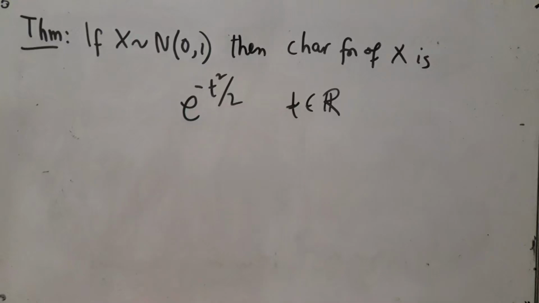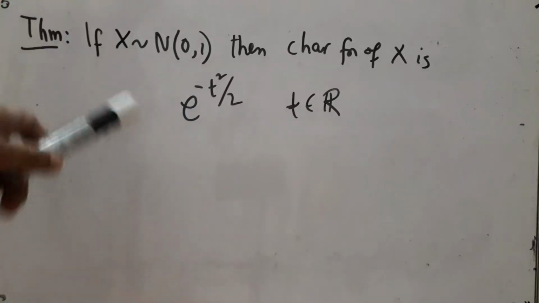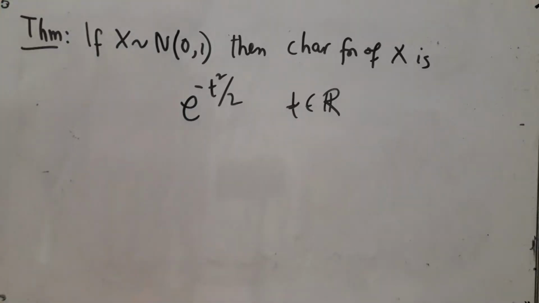The characteristic function of the normal is very much like its density. If x follows normal 0, 1, then its characteristic function is given by e to the power minus t squared by 2, no constant here. Now the strict proof of this is beyond the course because it requires complex integration, but there is a simple heuristic to arrive at it.